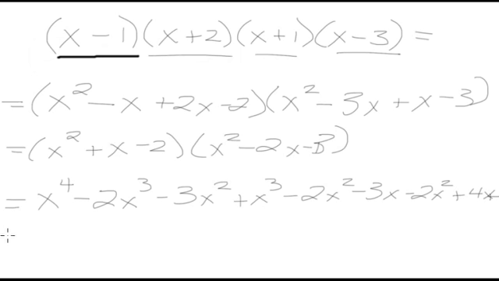Final step, I need to combine like terms. I look for my highest order power, it's x to the fourth. I then look for any cubed terms. I have 2 of them. I combine them to get minus x cubed. I look for x squared terms. I have 1, 2, 3 of them. I get minus 7x squared.